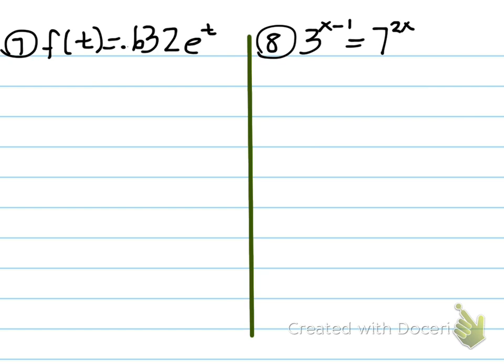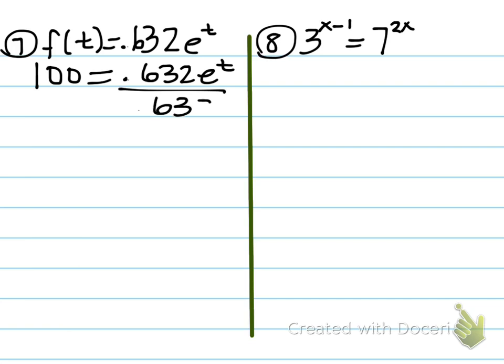All right, over here was a word problem. Brody came up with a model to model the number of TikToks he can make. If t is the amount of time in days, how long does it take him to make 100 TikToks? So we want to figure out how long it takes to make 100 TikToks. So we replace f of t with 100. So we can solve for time. We're going to divide by 0.632.